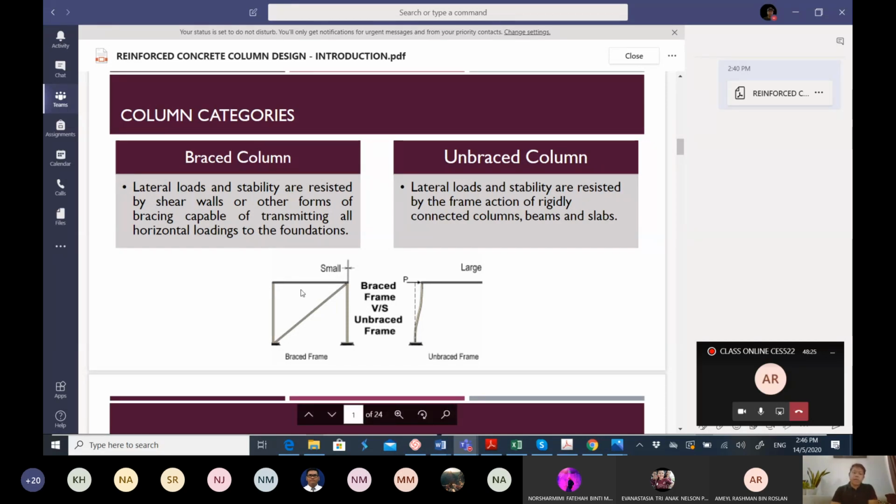For the unbraced column, lateral load and stability are resisted by beams and slab. Normally this is the unbraced column, where we can see here there is no element that is going to hold the frame.